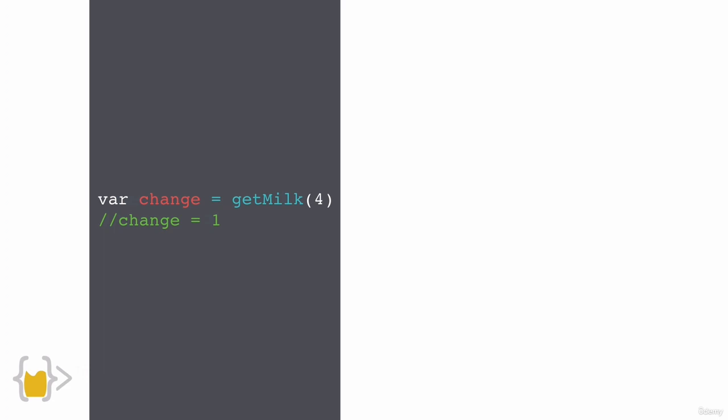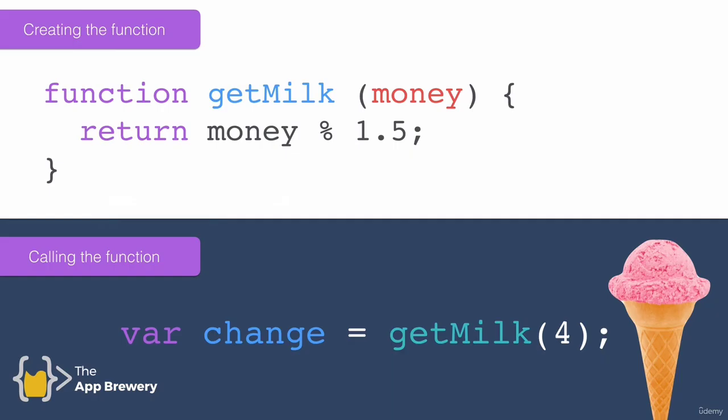So now the output of this entire function is equal to 1, and that gets assigned as the value to the variable change. That might take a little bit to sit in, but let's just review creating the function in this third type of functions.